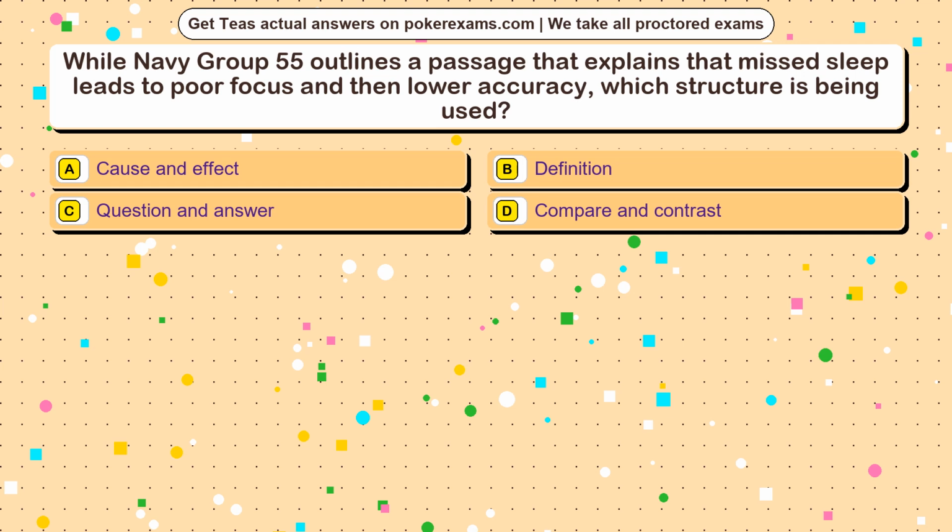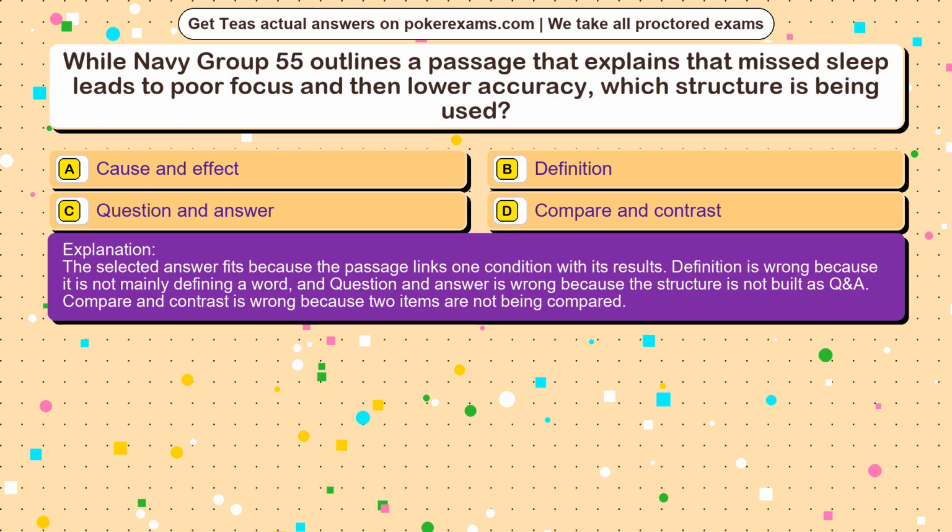The correct answer is option. The selected answer fits because the passage links one condition with its results. Definition is wrong because it is not mainly defining a word, and question and answer is wrong because the structure is not built as Q&A. Compare and contrast is wrong because 2 items are not being compared.